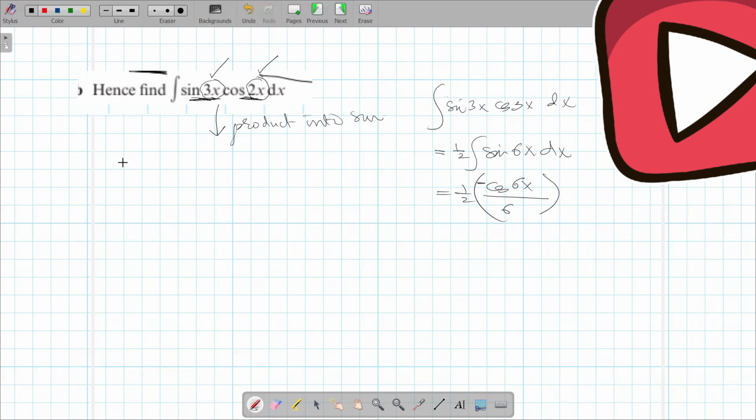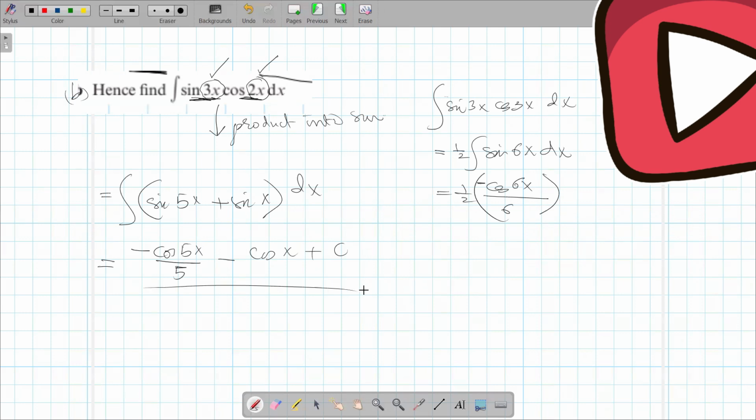So let's use the identity which we have proved in part A to find this integral. This integral will be sine 5x plus sine x. We have just proved that this is equal to this. Yes, we will integrate separately. This will be negative cos 5x over 5 and negative cos x. And you are done.